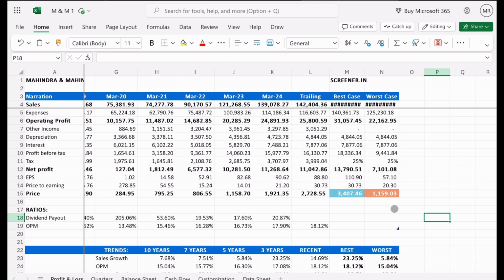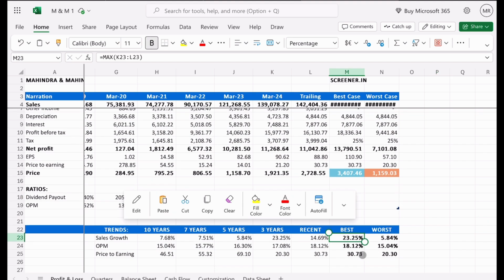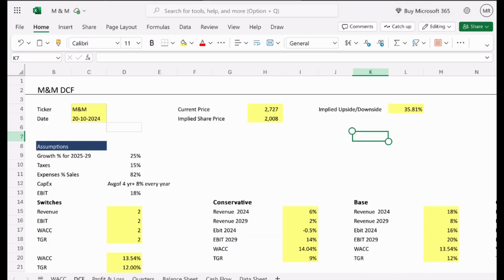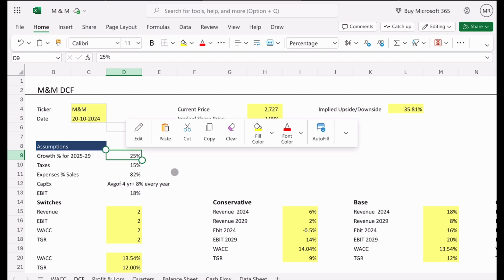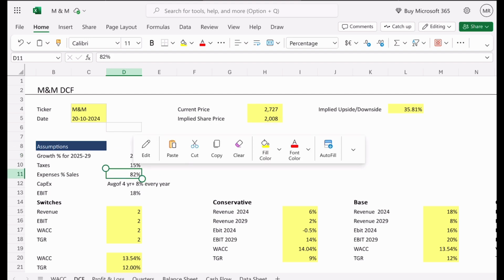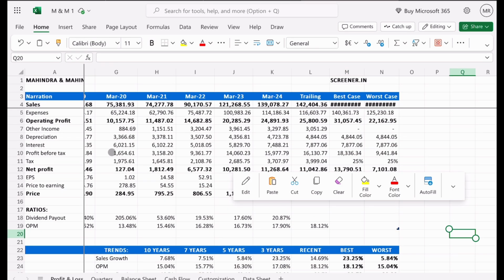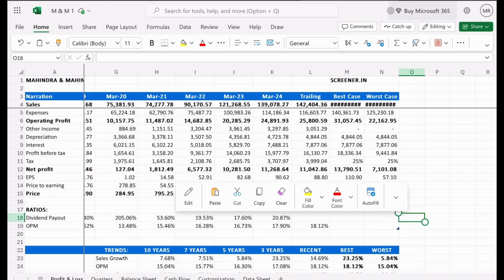For the best case scenario, they are expecting a growth of 23.25% and the worst 5%. So in my DCF model, the assumptions I took are growth of 25% and expenses constant at 82%. Their expenses part, we will see that later.